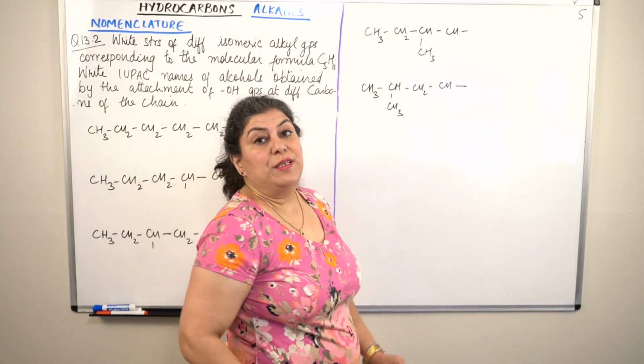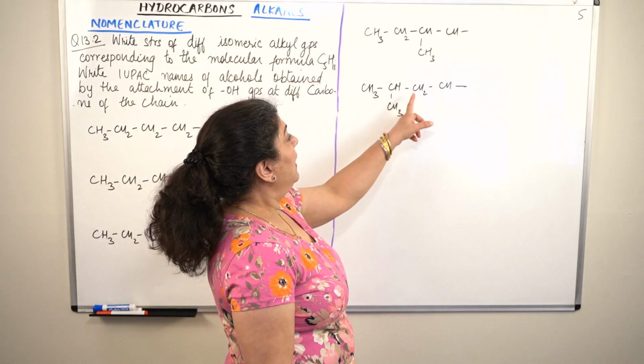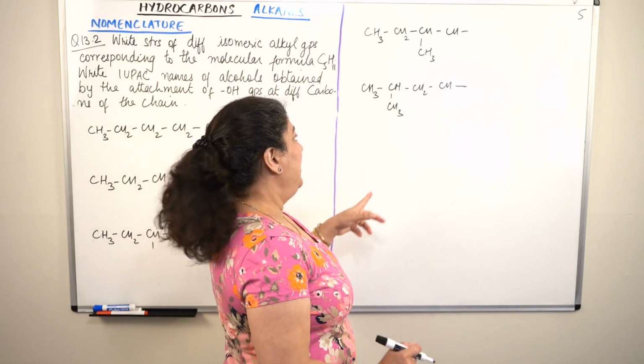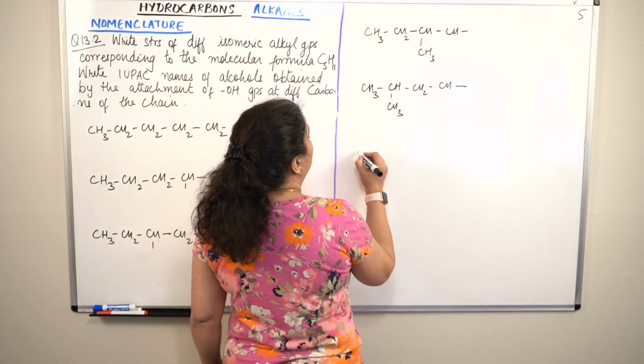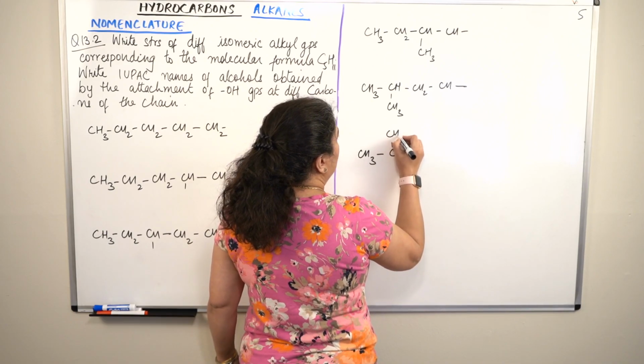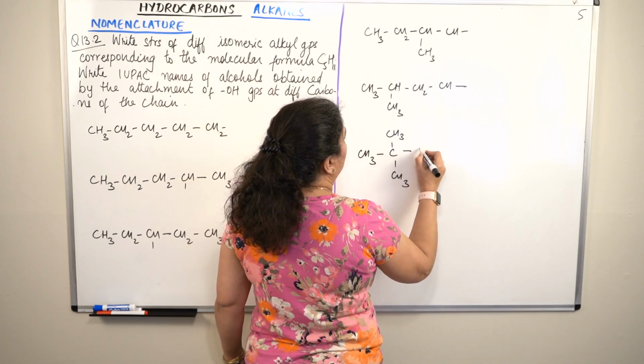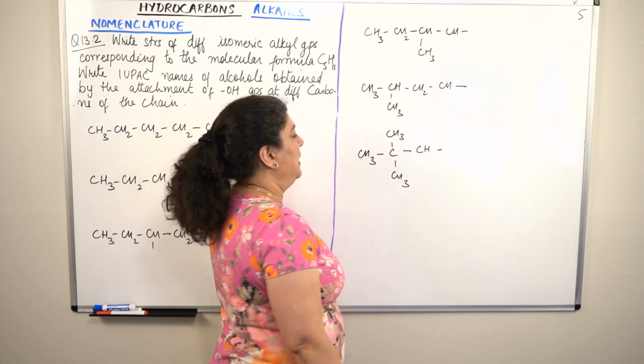Now, is there a possibility of another isomer? Yes, there is a possibility. You can still have another branch. So if we have another branch, then we'll have CH3, C, a CH3 here, a CH3 here, and this becomes CH and the free end.